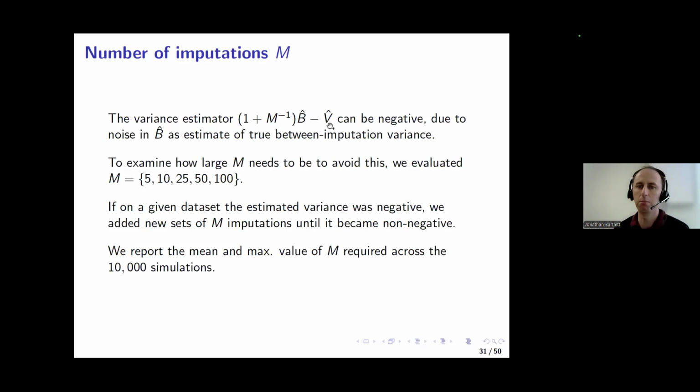So one difficulty with this modified variance estimator is that it's possible for this between imputation variance B to be bigger than the within imputation variance V, and so the variance estimator can be negative due to the noise in this between imputation variance estimator. And there's various practical things you can try in response to that. What we did in our paper is to try different values of the number of imputations, so 5, 10, 25, 50, 100. And then we evaluated the performance of a fairly pragmatic solution to this problem, which was that if we obtained in one of the simulations a negative value of this variance estimator, we added another batch of imputations and did that again if necessary until the variance estimator became non-negative.